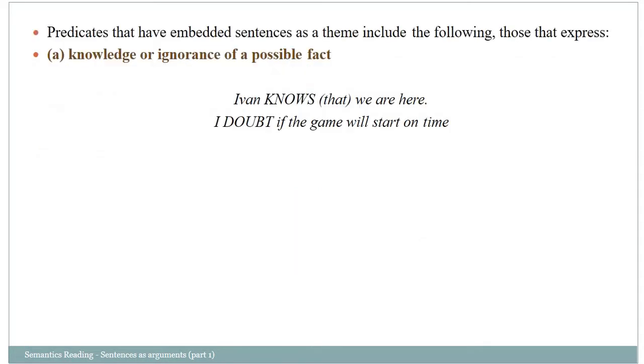So predicates that have embedded sentences as a theme include the following. Here we will see six different items which will show us the embedded sentences as a theme. So they might inform the reader about knowledge or ignorance of a possible fact. This is the first item. Let's look at the examples. Ivan knows that we are here. I doubt if the game will start on time. So these are the knowledge or the ignorance of a possible fact.